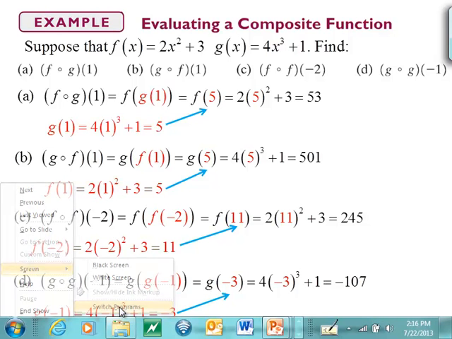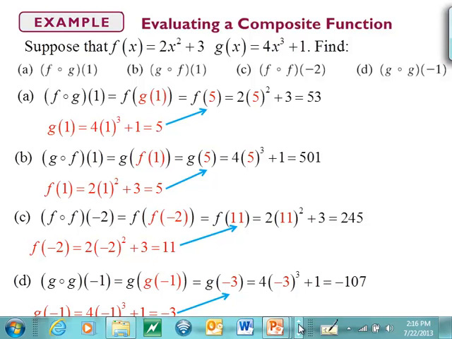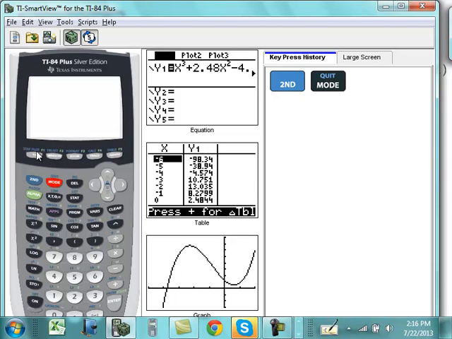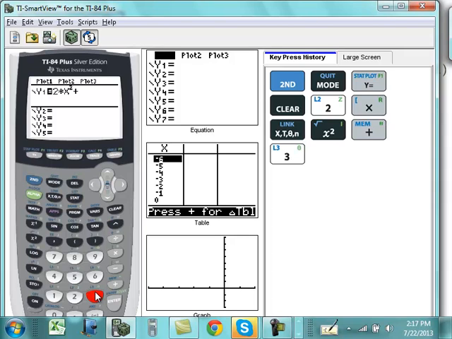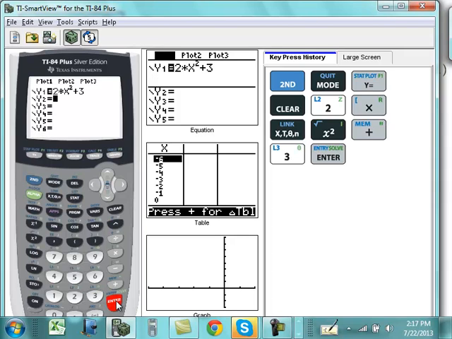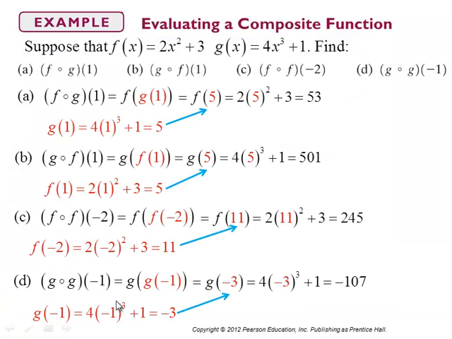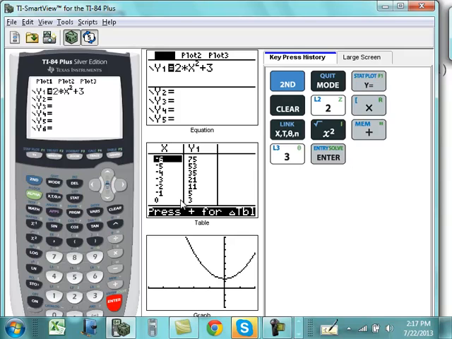For y sub 1 in my equation editor, let me clear out that function there. I'm going to put in 2 times x squared plus 3. Enter. Now what was that other function? That other function was 4x cubed plus 1. So that's what I'm going to put in for y sub 2. 4 times, and in parentheses I'm going to put in my x cubed.